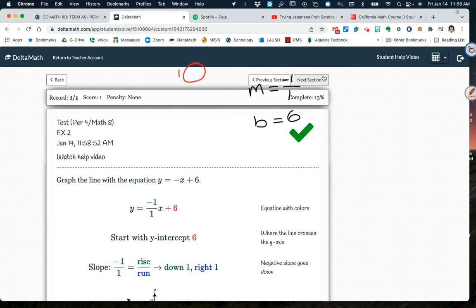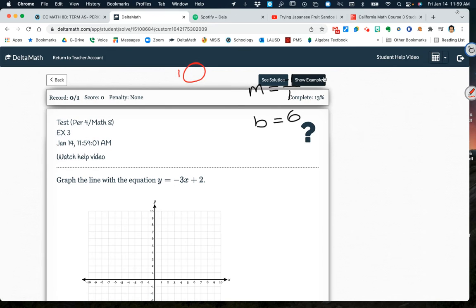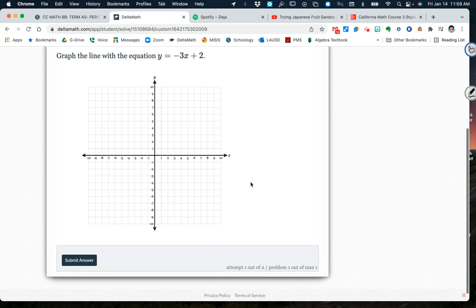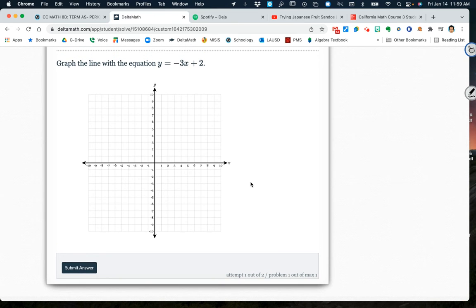Let's try the next one. So we're going to move on to example 3. We've got the equation y equals 3x plus 2. This is what you should always be looking for, the slope. It's negative 3. But what's the denominator? 1. And the y-intercept is positive 2, because it's plus 2.